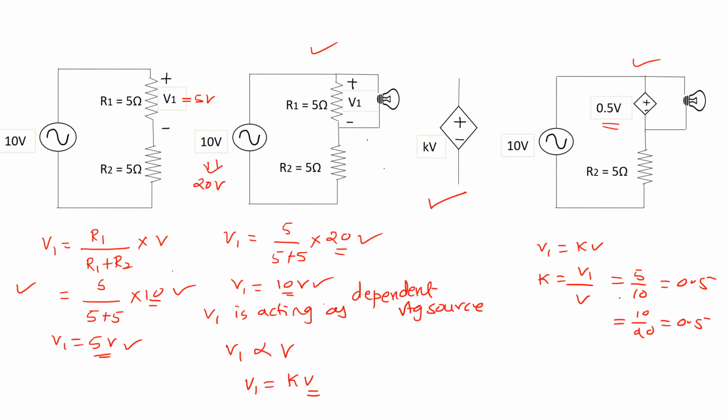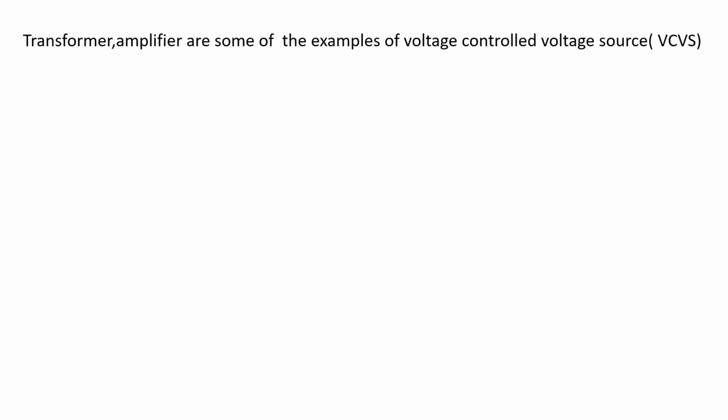Why is it known as a voltage controlled voltage source? Because my V1, which is a voltage source now, depends on the voltage V. So this is the first type of dependent source, known as a voltage controlled voltage source, or in short VCVS. We will see a few examples of it in the next slide. Transformers and amplifiers are some examples of a voltage controlled voltage source.